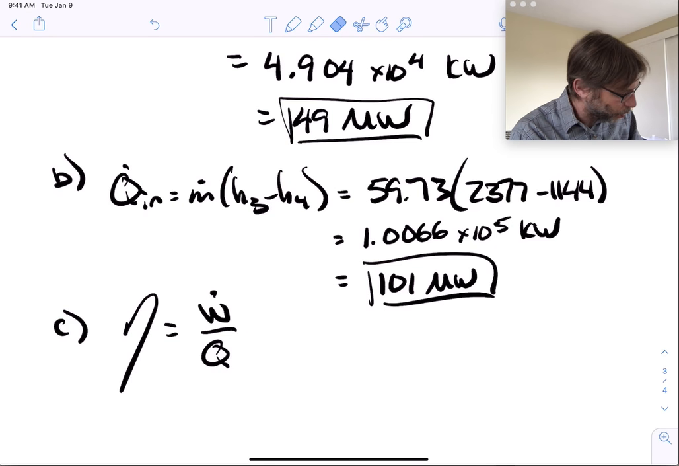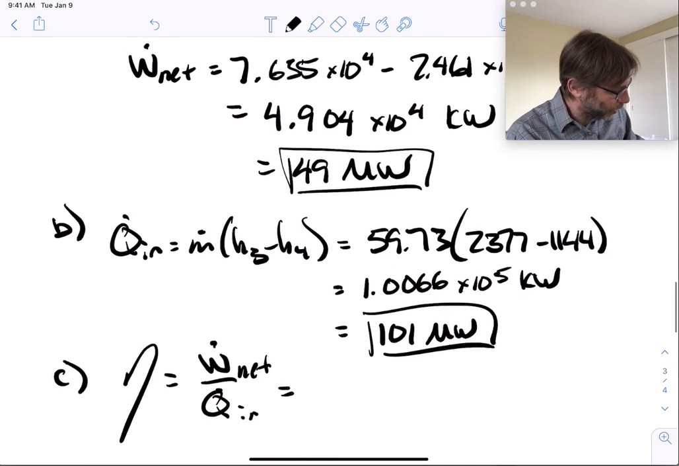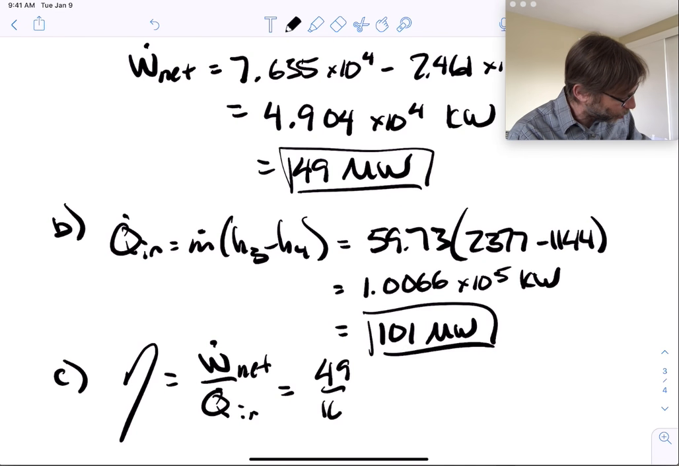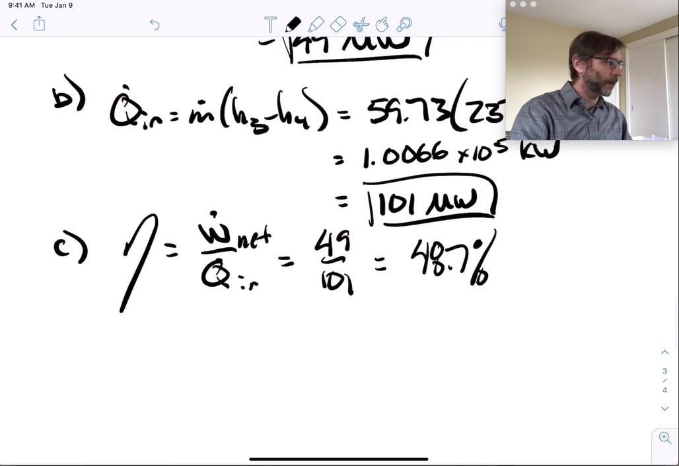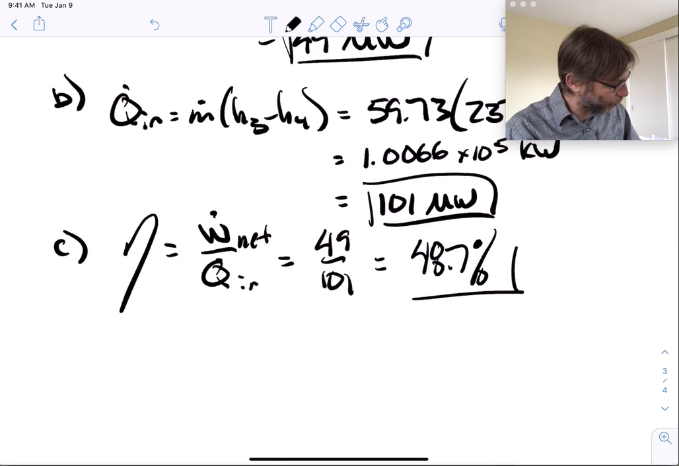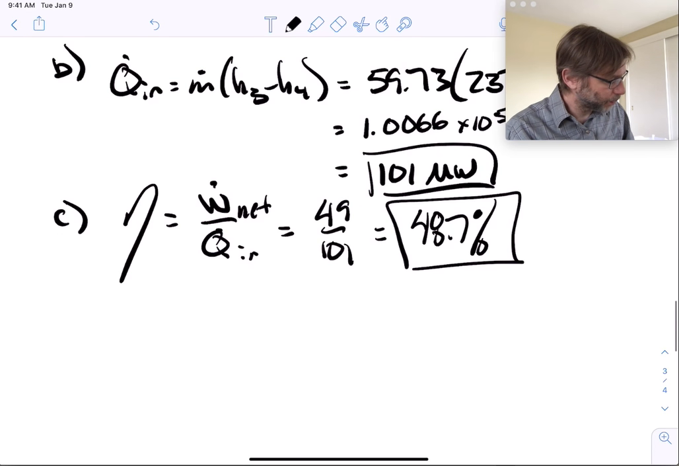Now, C then is the efficiency, which is equal to the work over the Q of the cycle. So we'll call this work net over Q in. And this is equal to work net, as I said, 49 over 101, which is equal to 48.7%, the thermal efficiency. Okay? So that's your thermal efficiency of the cycle.